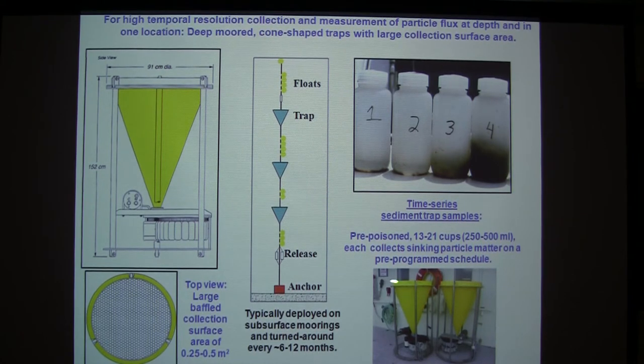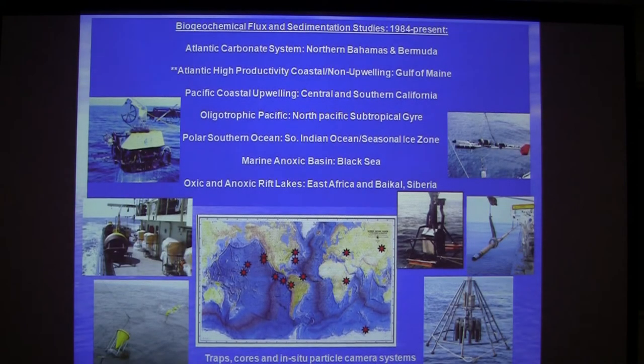We pre-poison all our sediment trap cups that go into the water with usually a formalin solution to stop most of the microbial activity, because we're interested in looking at organic carbon and other labile components that would otherwise be lost to bacterial degradation. We can leave these in the water for 6 months, 12 months, depending on how far you have to go. You know, stick them in the Antarctic, you don't usually go back for a year. Stick them in the North Atlantic, they'll go back in 6 months.